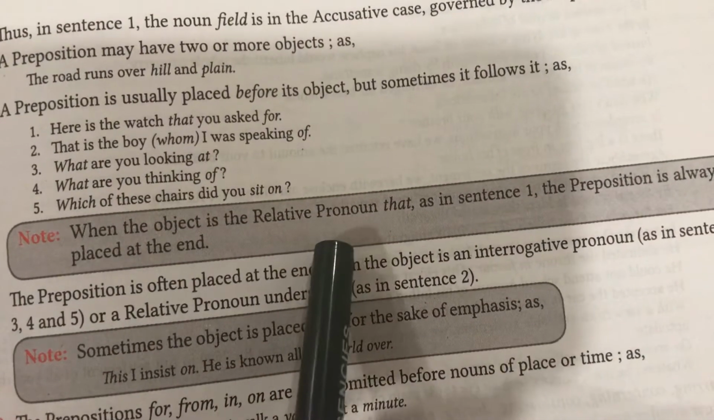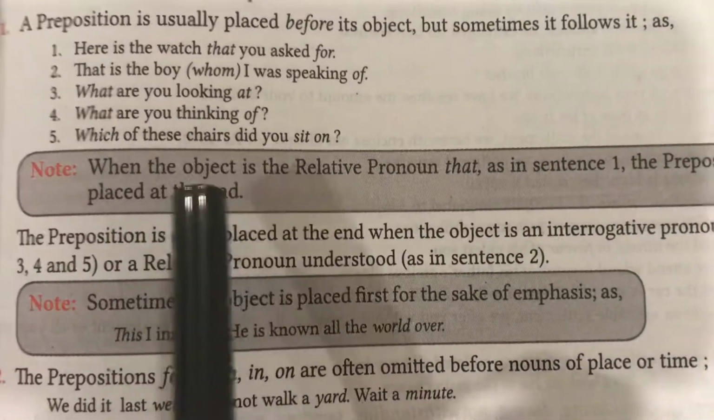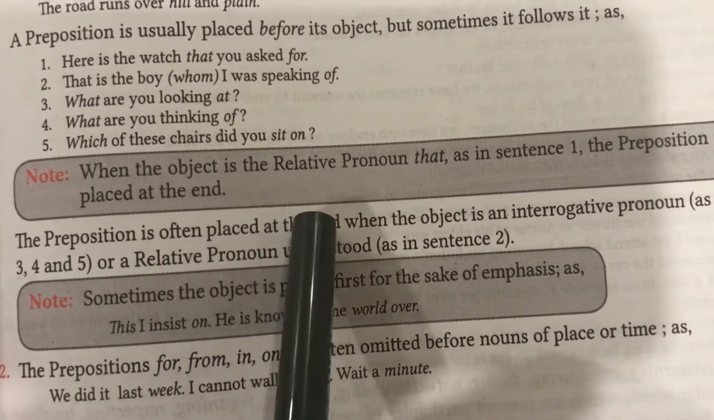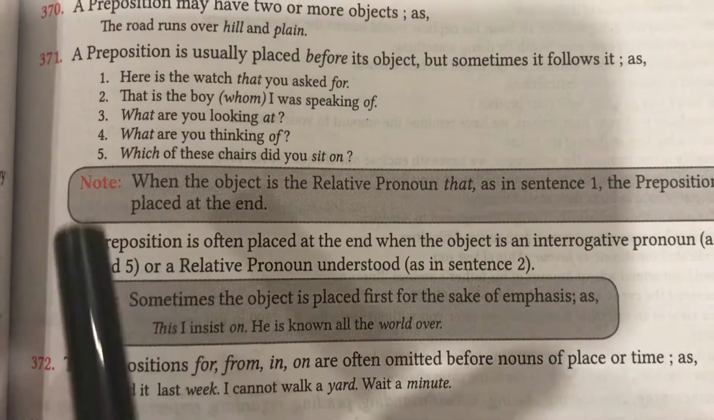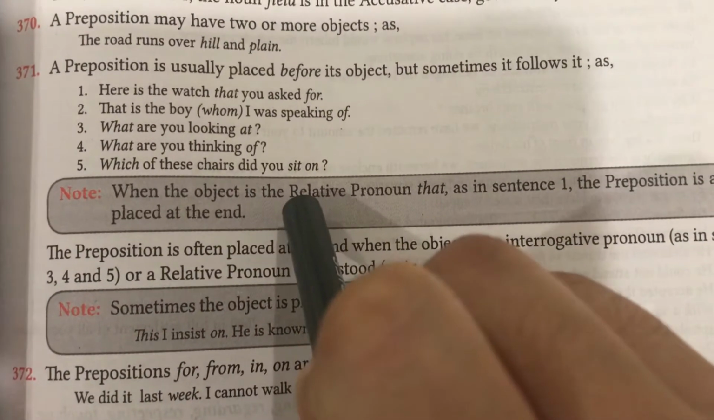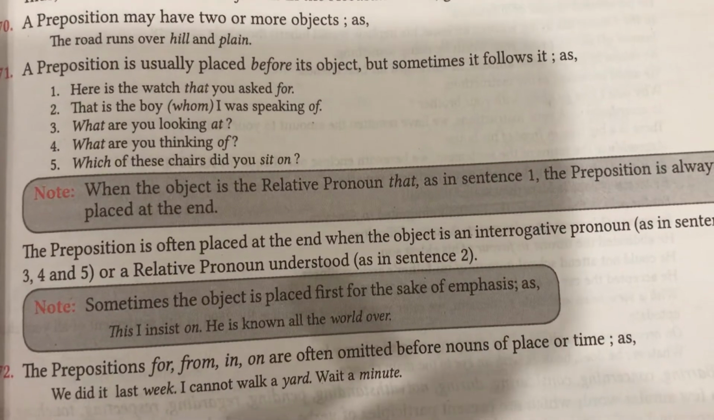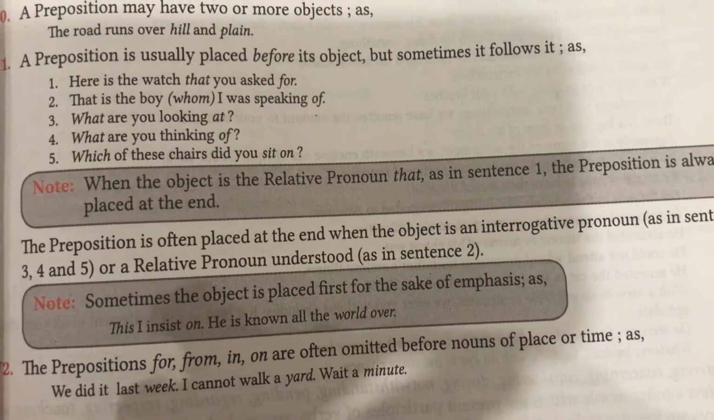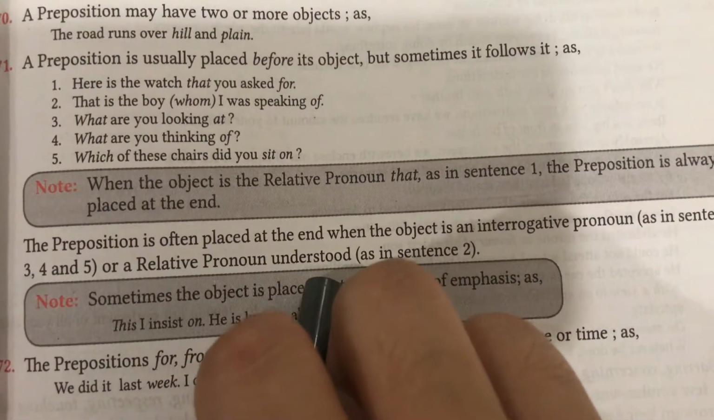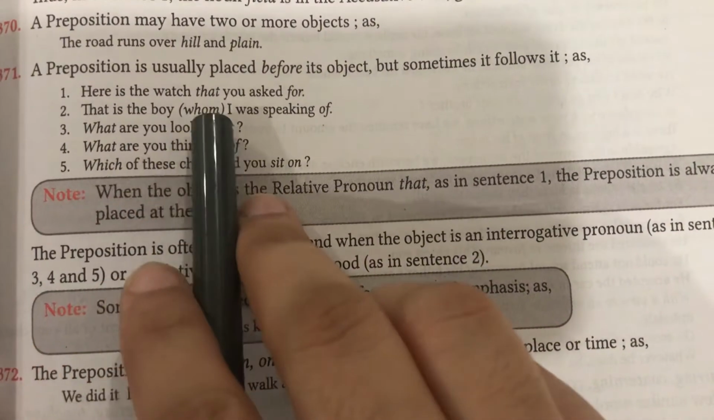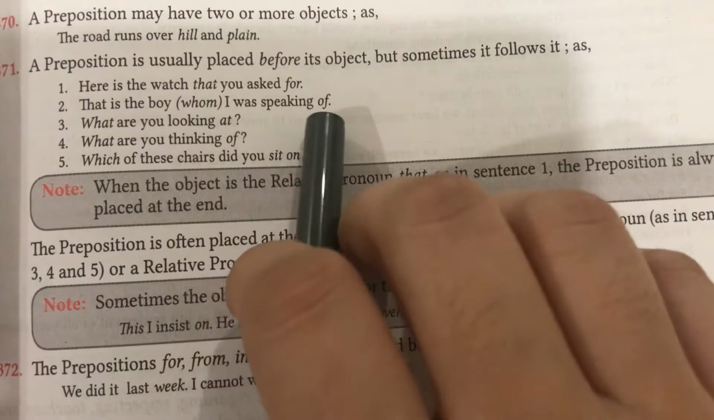When the object is the relative pronoun that, for example in sentence 1, the preposition is always placed at the end. The preposition is often placed at the end when the object is an interrogative pronoun, as in sentences 3, 4 and 5, because there is a question mark. So that means it is an interrogative pronoun. What is an interrogative pronoun? When you are questioning someone. Or a relative pronoun, understood? As it is given in sentence 2. Relative means to which it relates. That is the boy whom I was speaking of.